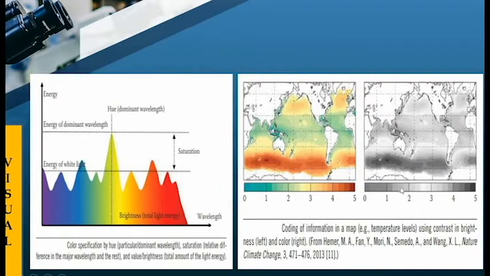Then as you can see here on the right side, it applies to the coding of information in the map. So it is used for temperature levels. So it can be determined, for example, that red in this area could be hotter weather, higher temperature. In here, it is cold. So it can be used as coding for some information. So these are visual parameters.